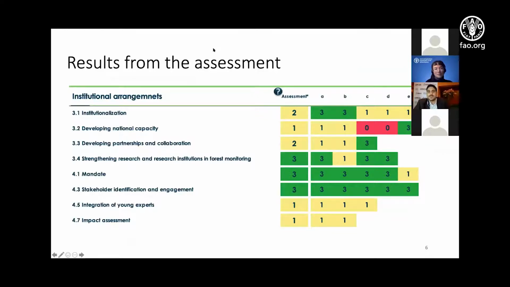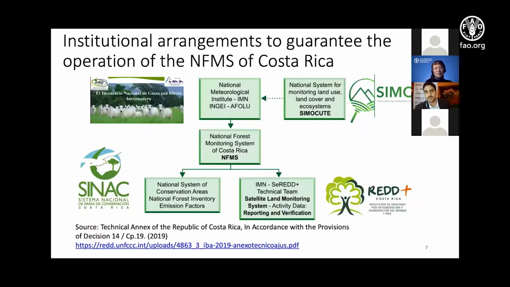Thank you. Well, in this component, our country has established the institutional arrangements to ensure the operation of our national forest monitoring system. The National Meteorological Institute is responsible for preparing the National Greenhouse Gas Inventory and the biannual update report, the BUR, including the REDD+ Annex. This institution is also in charge of the satellite land monitoring system, together with the REDD+ Secretariat of Costa Rica. And the National System of Conservation Areas is responsible for the National Forest Inventory.